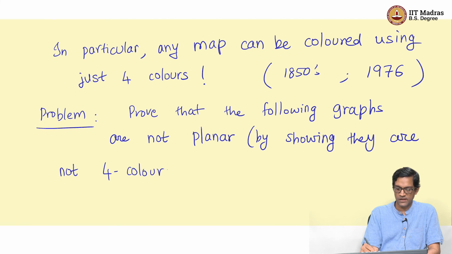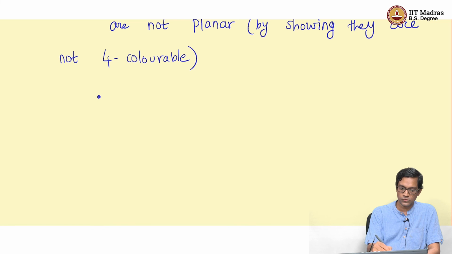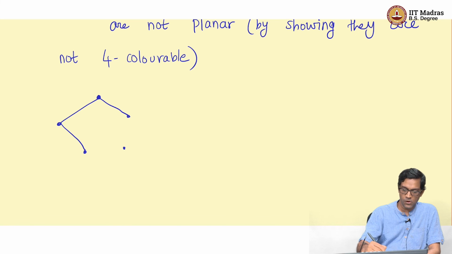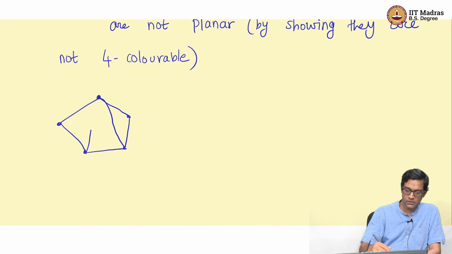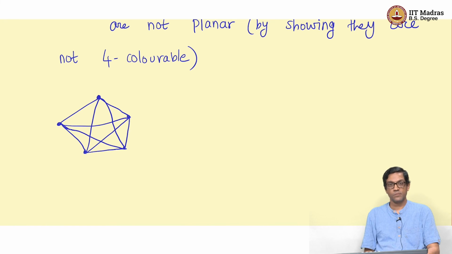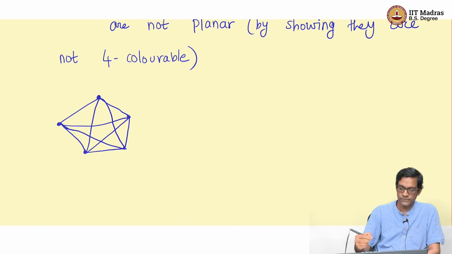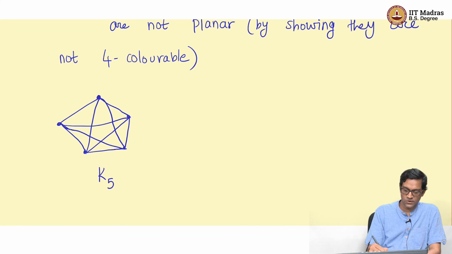Okay, so one of these graphs is the graph K5 that I showed you earlier. So you just draw the pentagon, 5 vertices with all possible edges between them. So, this graph is not planar, and try showing that you cannot color it using 4 colors. Okay, that is sort of easy.